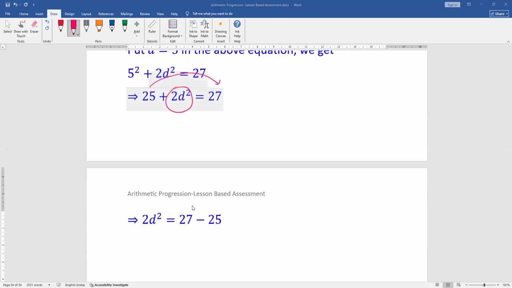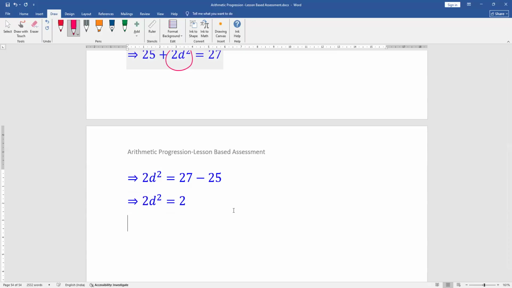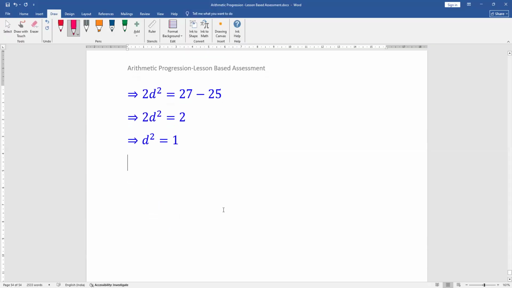Okay, then next step, I write 2d square equals to 27 minus 25, which is nothing but 2. Okay, so 2 and 2 get cancelled, correct? So you'll be left out with what? You're left out with d square on the left hand side and 1 on the right hand side, because here 2 and 2 get cancelled. That's the reason I'm writing it as d square equals to 1.